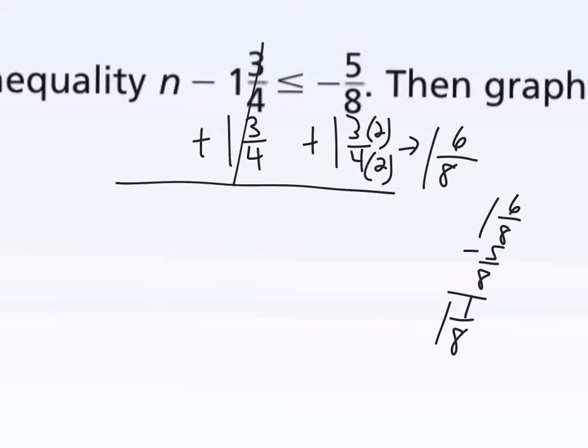So that's 1 1/8. The other option would be you could change that to an improper fraction. So it's 14/8 minus 5/8 would be 9/8. And then 9/8, if you divide that out, is the same as 1 1/8.